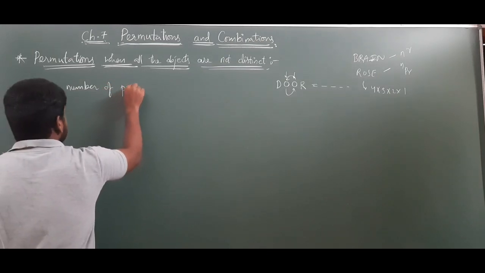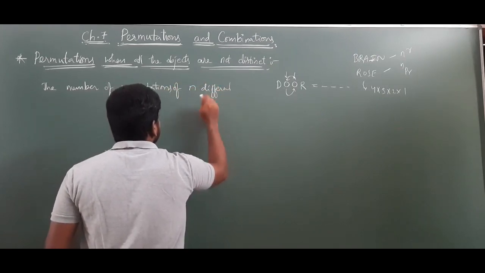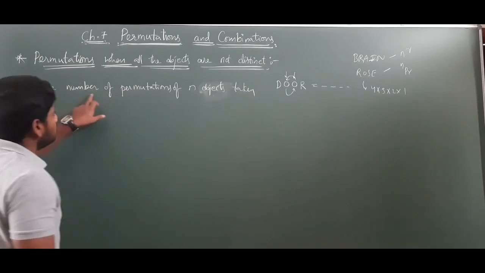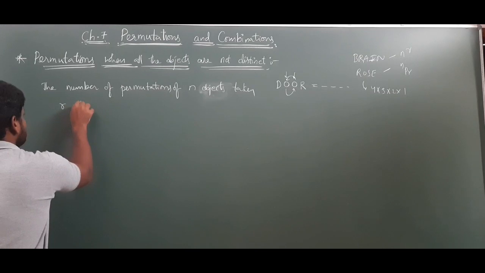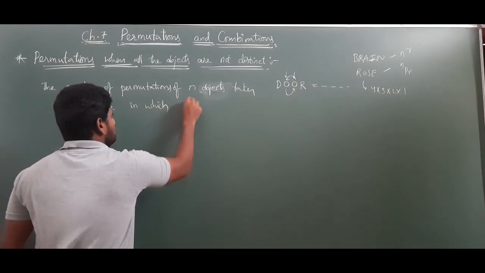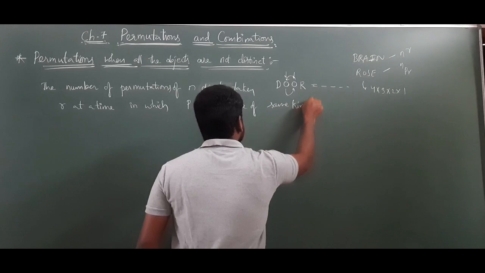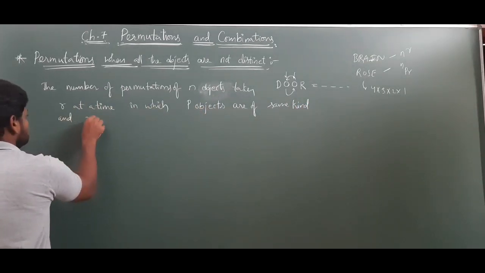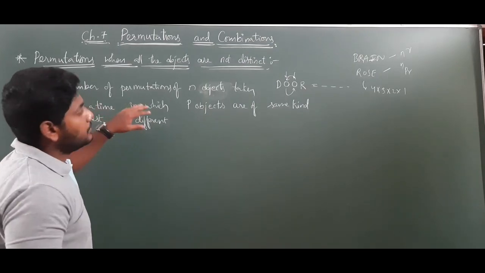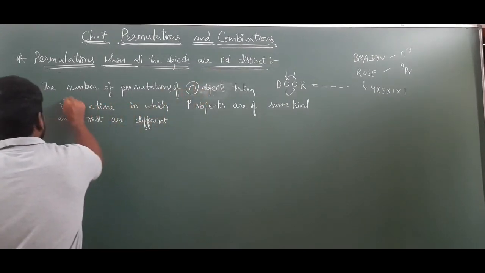The number of permutations of n different objects, of n objects taken r at a time, in which p objects are of the same kind and the rest are different, right? See, the number of permutations of n objects taken r at a time in which p objects are of the same kind. See here n, r and p.